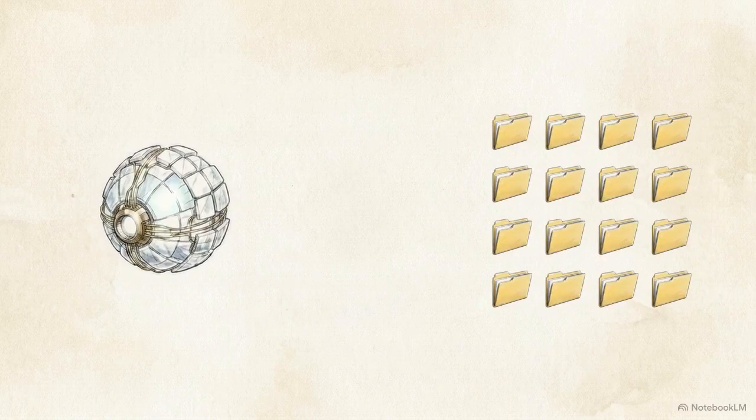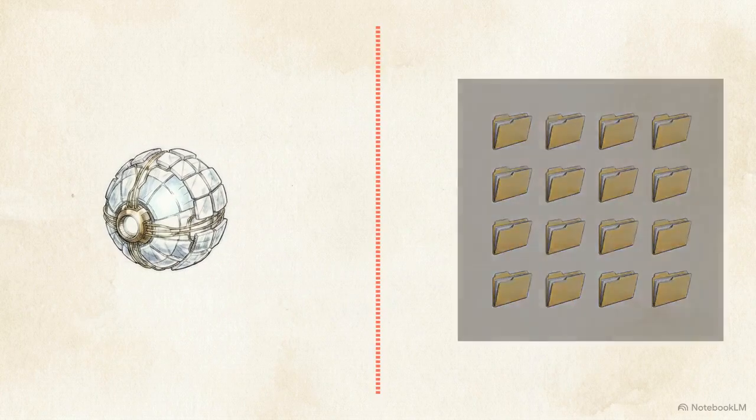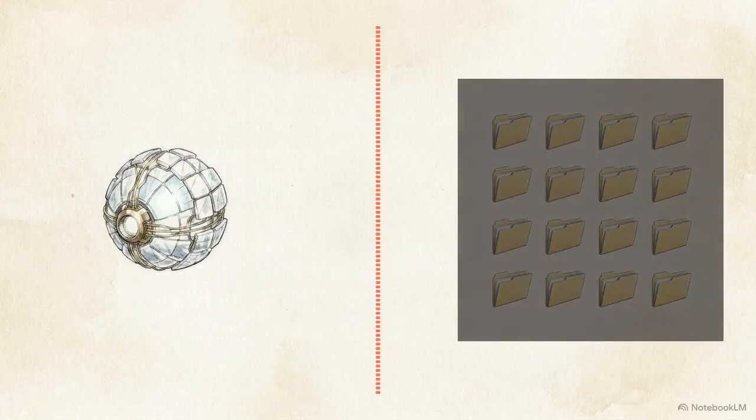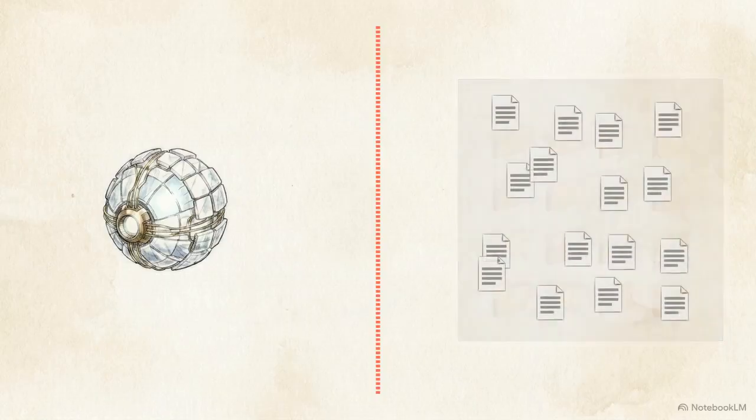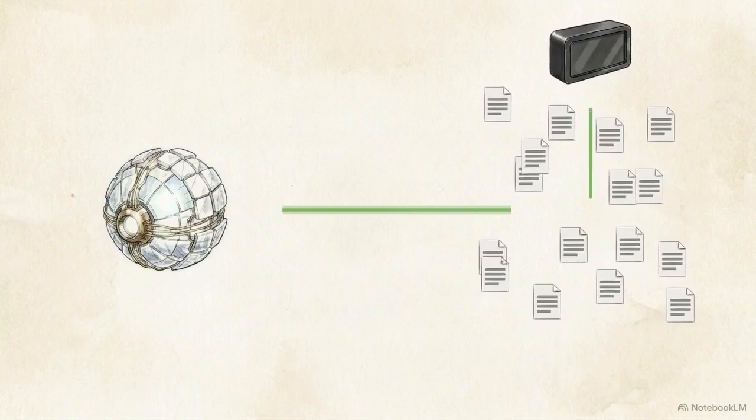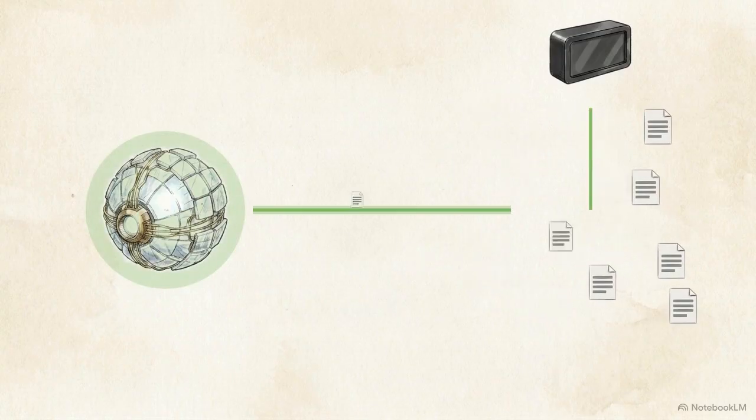This schematic shows a glowing node representing your AI, cut off from a static grid of passive folders. Those text files do absolutely nothing unless you manually paste them in. To fix this, we have to stop relying on passive storage. The system needs to actively fetch the missing context on its own.